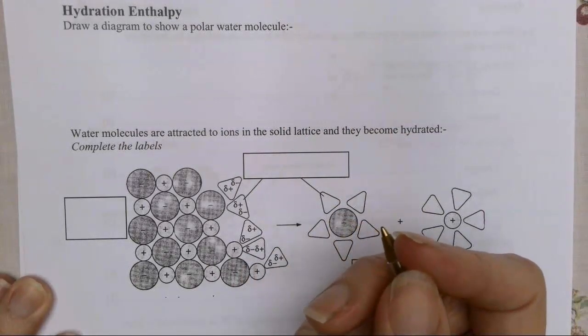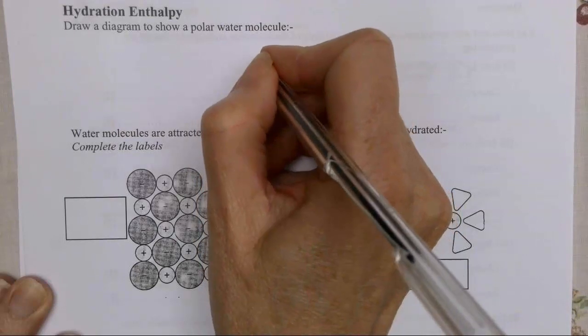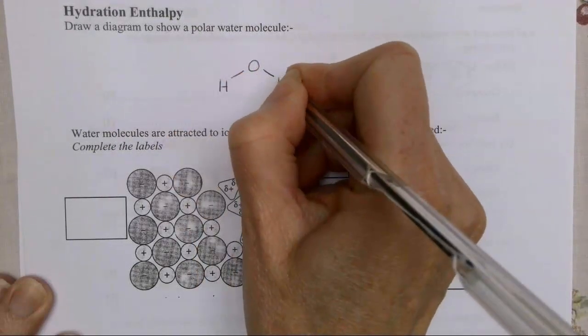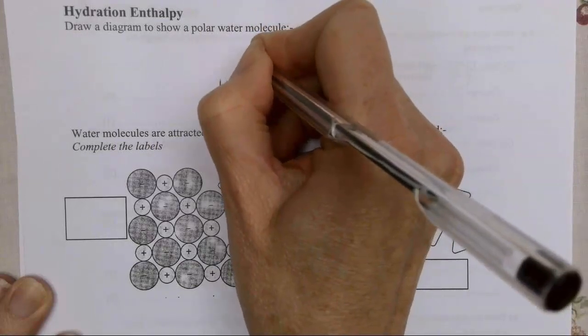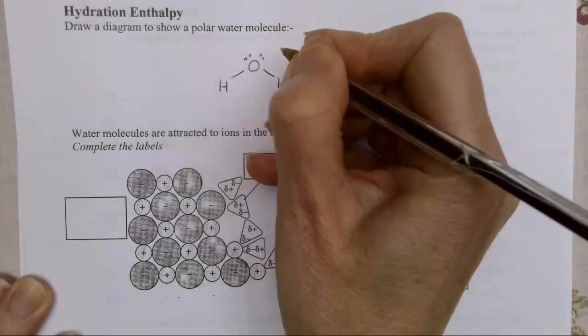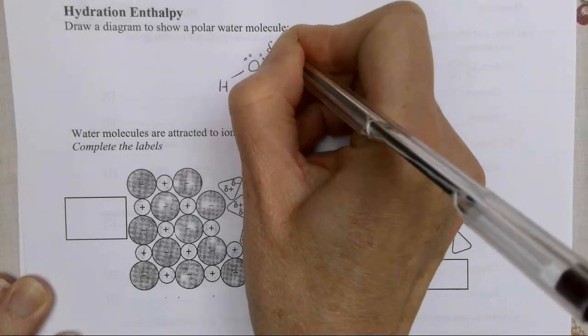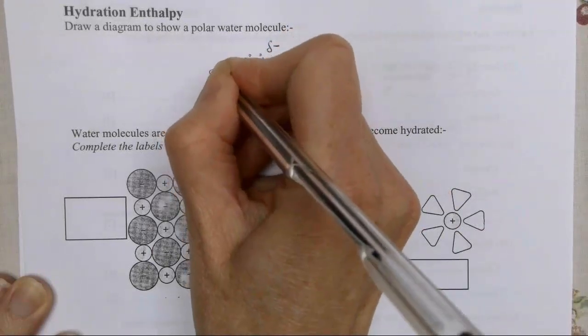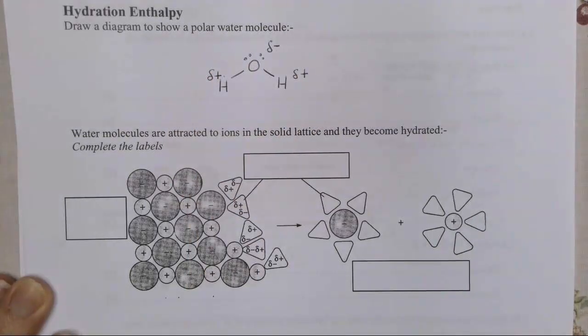Now to start this off, I'm just going to draw the polar water molecule. So we have our oxygen, it's a bent shape, and we've got the lone pairs on the oxygen, very delta negative, and we've got two very delta positive hydrogens, making this a very polar molecule capable of doing hydrogen bonding.